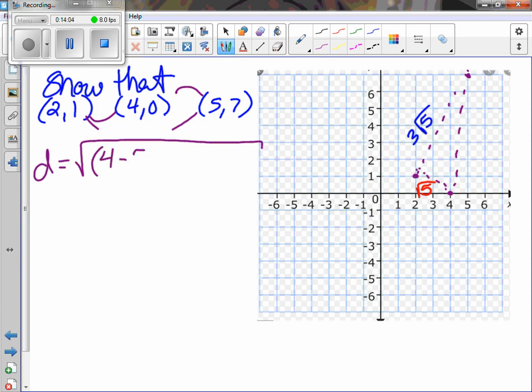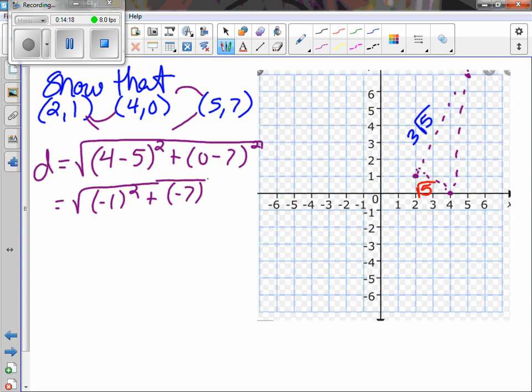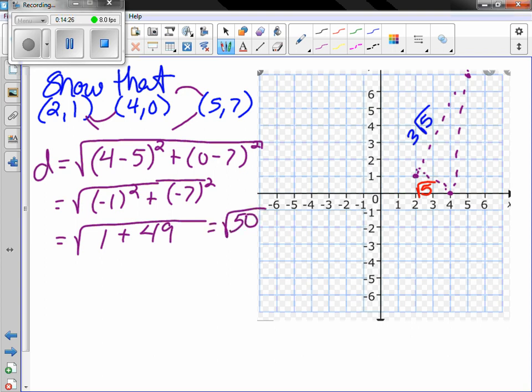So 4 minus 5 squared plus 0 minus 7 squared. Well, 4 minus 5 is negative 1 squared, and we have negative 7 squared. The negative 1 squared is 1, 7 squared is 49, which would give us the square root of 50. So we found the 3 distances.